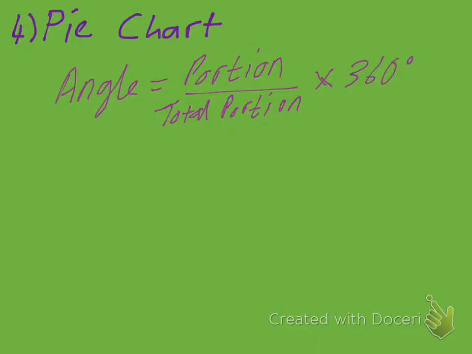A pie chart is a circular diagram, and it's a way of representing data in terms of angles. So you see this: angle equals portion over total portion times 360. This is the angle of each portion of the set. So you are representing data in a circular diagram, and each value is presented by an angle. To look for the angle for each portion, you take the portion over the total portions times 360. If you don't understand this, we'll look at an example.